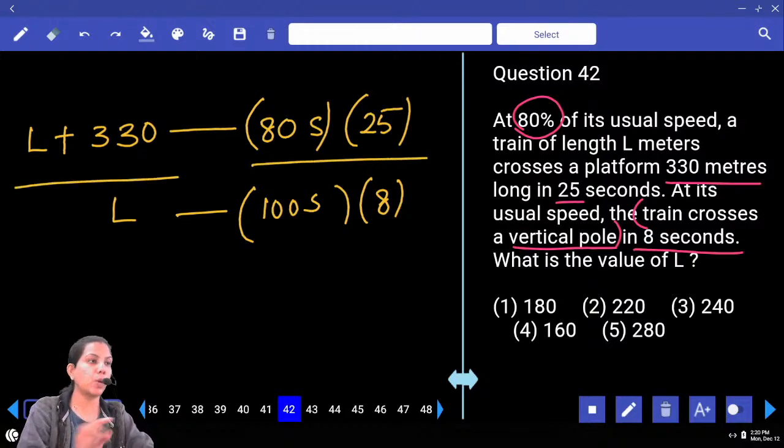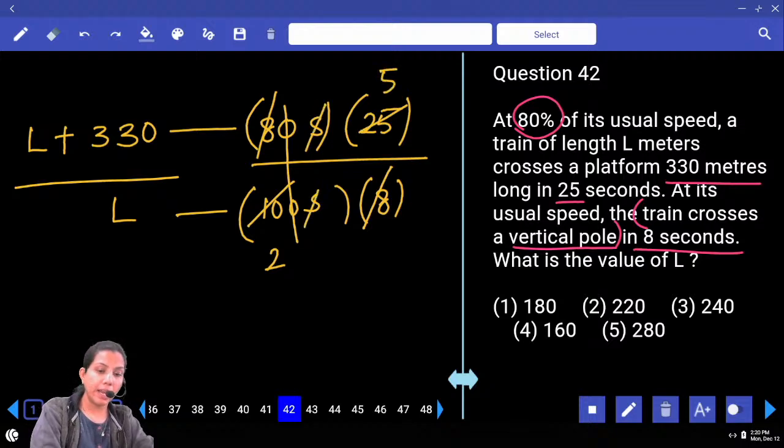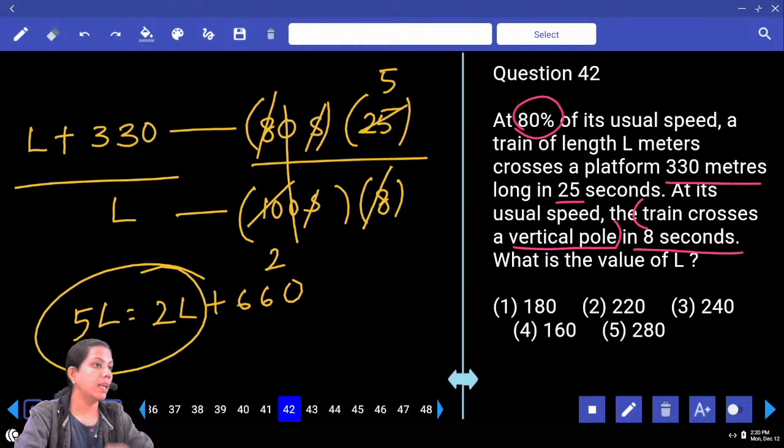Equation 1 by equation 2. All zeros cancel. 8 and 8 cancel. And next, 5 table 2 times and 2 table 5 times, the S's cancel. It is 5L is equal to 2L plus 660. What is 5L minus 2L? 3L is equal to 660, which means what is the L value? 220. What is L? That is the question only. So 220 meters.